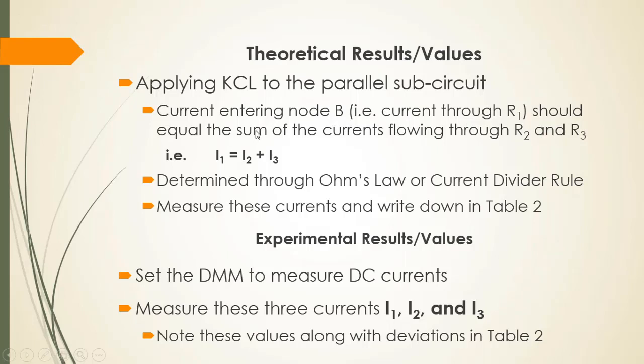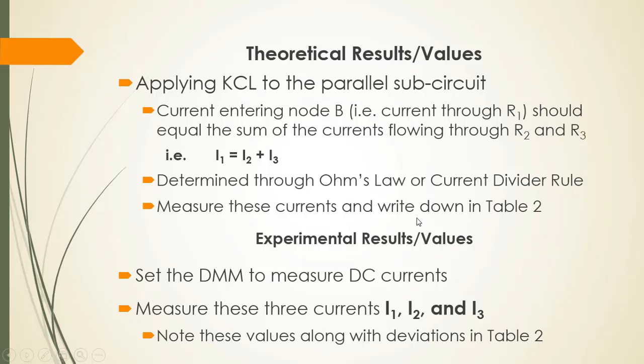This current will be equal to the sum of the currents flowing through R2 and R3. Mathematically, we can say that I1, the current flowing through R1, will be equal to the sum of the currents flowing through R2 and R3. It means that at point B, our incoming current, which is I1, is divided into two different currents, I2 and I3. These currents can be determined through Ohm's law or again the current divider rule.